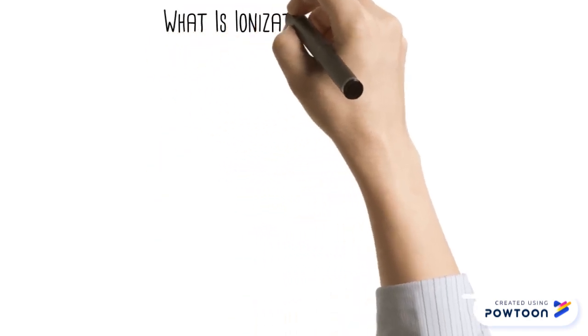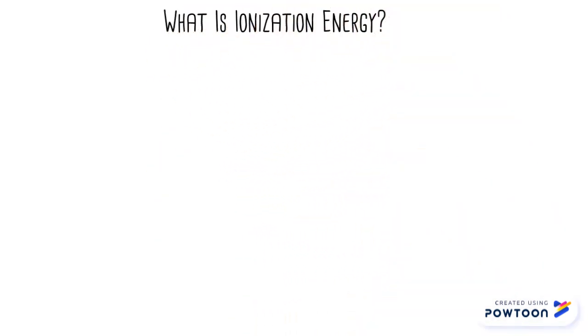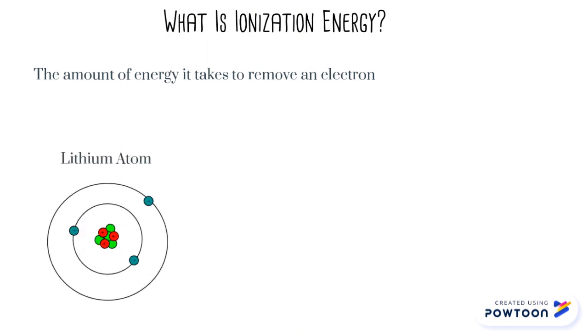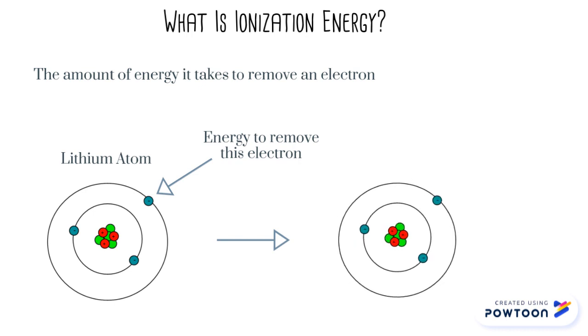So, what really is ionization energy? Simply put, it's the amount of energy that it takes to remove an electron. So here we have this lithium atom, and its ionization energy is the amount of energy it takes to remove this electron, which then turns it into this lithium ion.